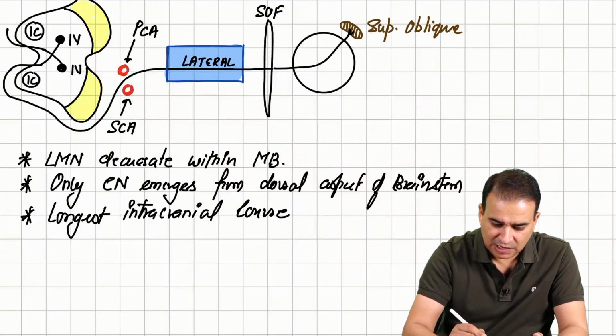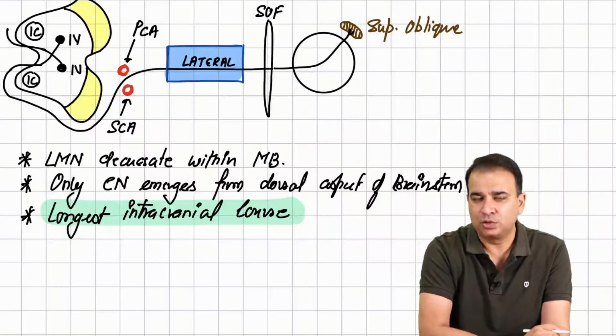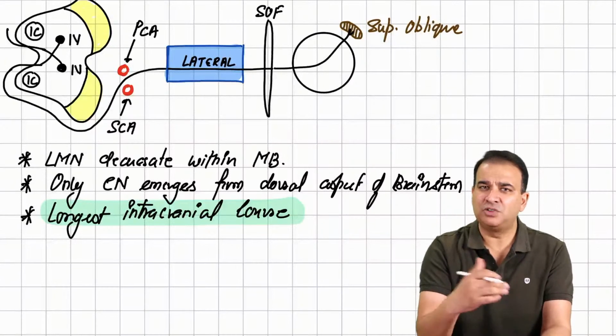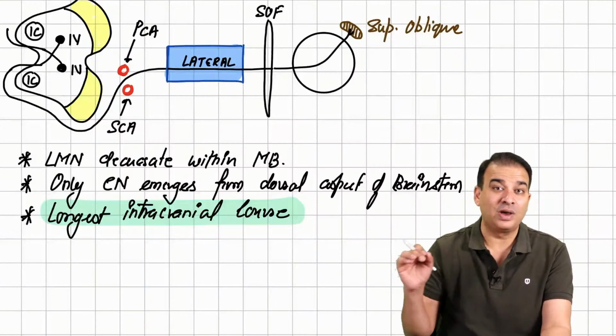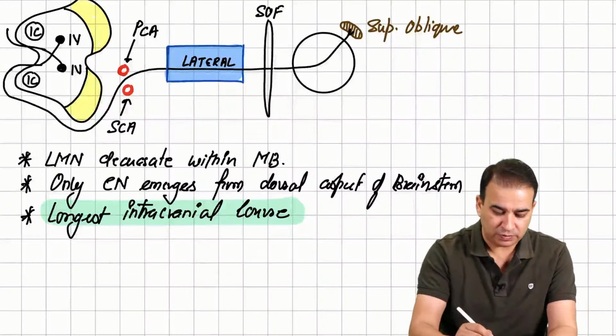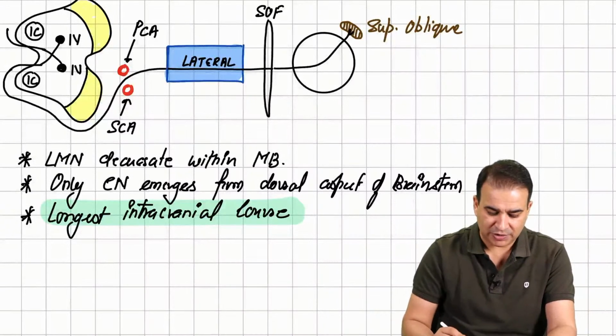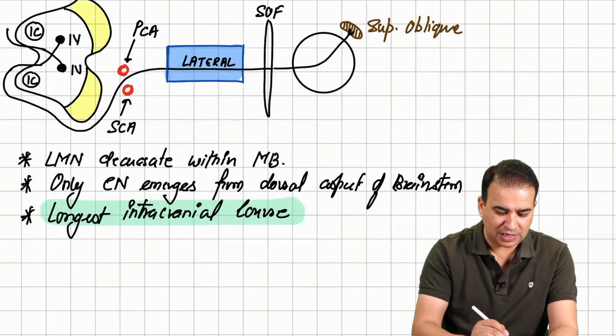This nerve is having the longest intracranial course. That's a question also. The nerve with the longest intracranial course, that is the fourth nerve here. We have the different nerves, longest intradural, longest intraosseous, longest extracranial. This nerve is having the longest intracranial. Inside the cranial cavity, the longest course belongs to the fourth nerve. Right? So lower motor neuron, as you can see, they are decussating within the midbrain.